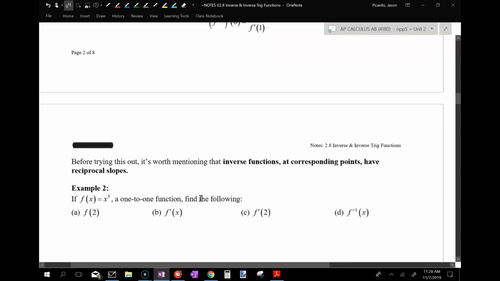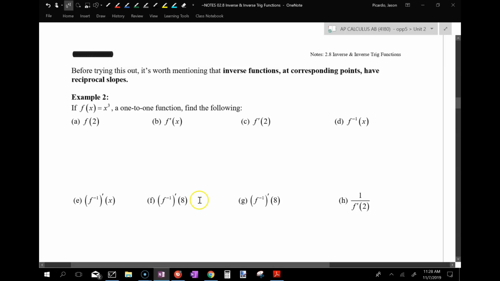Okay, flip the page. Here we go. All right, here's what we're going to do.